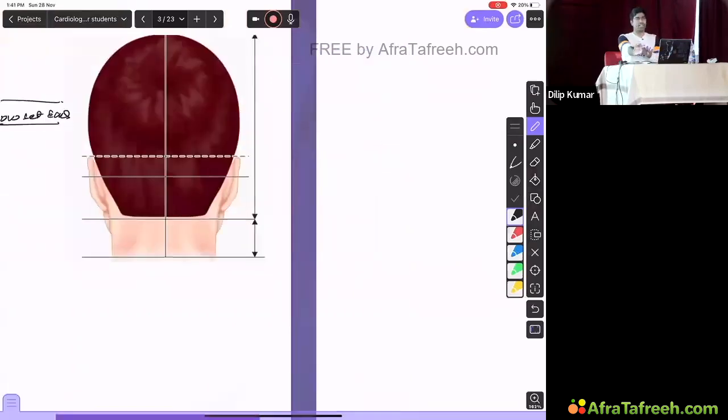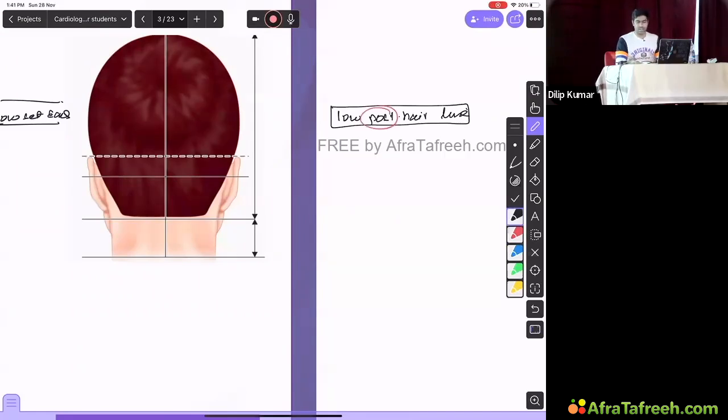Then a few other markers of congenital heart disease. One is called low posterior hairline. Because if you say low hairline, you mean posterior hairline only, but the examiner will ask, anterior also you have hair, no? Then what do you really mean? So that's why answer it as low posterior hairline.